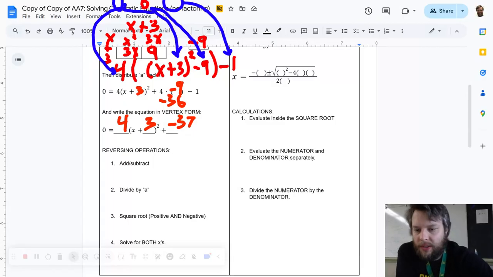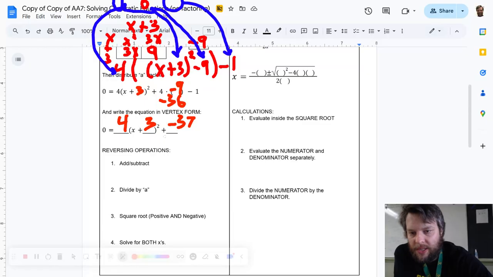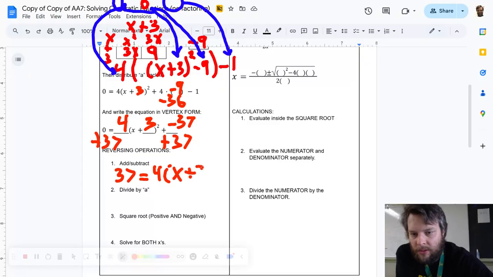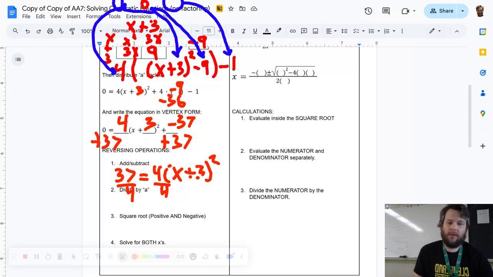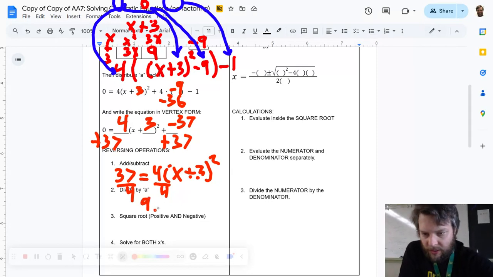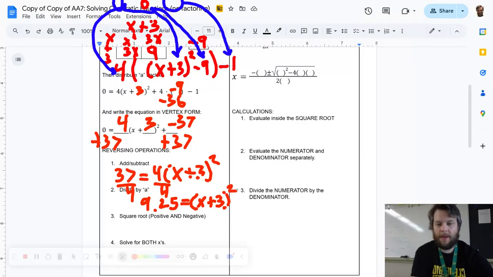So what we're going to do next is solve by just doing the opposite to both sides of the equation. So first is add or subtract. We add 37 to get rid of minus 37. So 37 is 4 times x plus 3 squared. Then we divide by a. So divide both sides by 4. 37 divided by 4, grab a calculator if you need it, is 9.25. And that's going to equal x plus 3 squared.